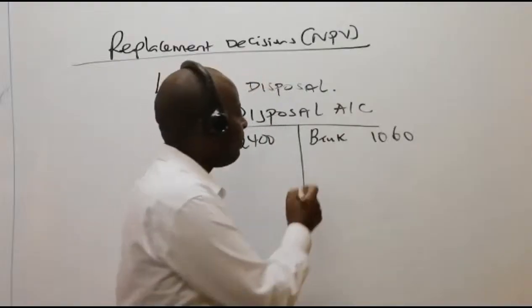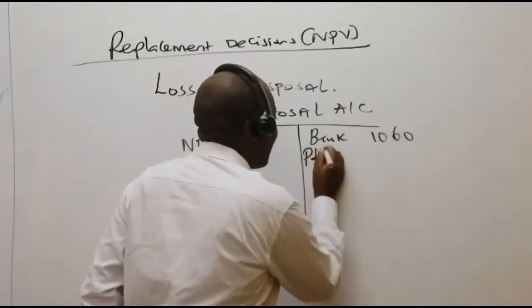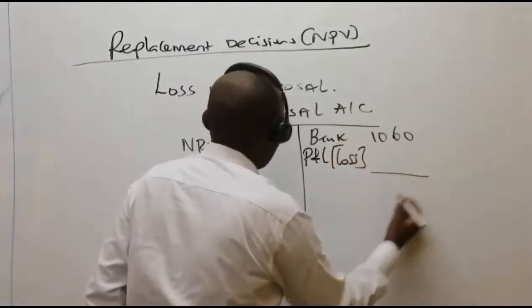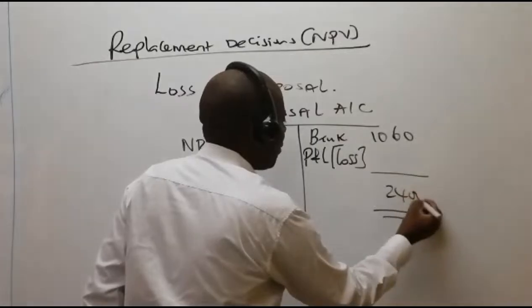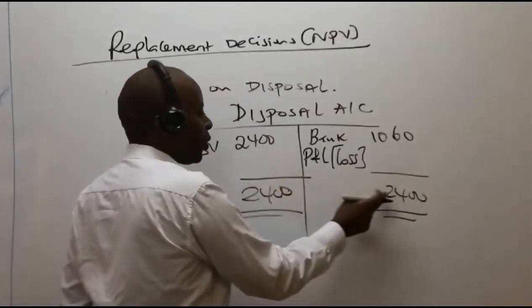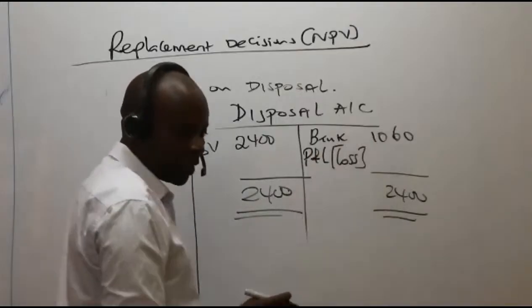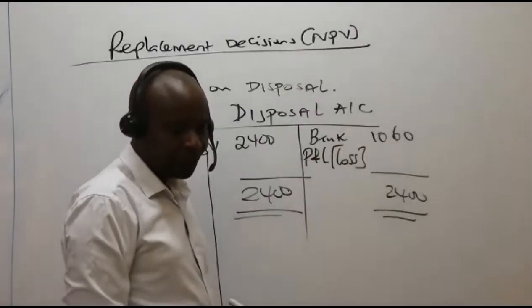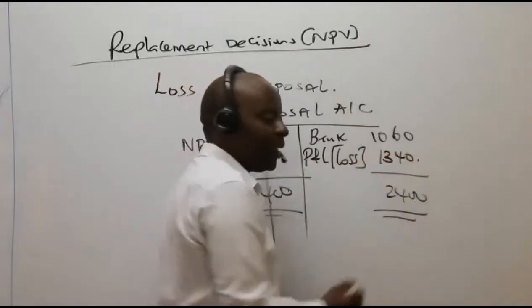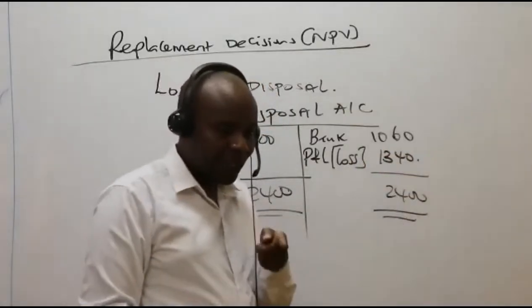So I'll come and debit this account here with P&L as a loss on disposal over how much here. Can somebody help us here? 2,400 is the bigger value. So what is 2,400 minus 1060? Somebody tell us the figure here. 1340. 1340.